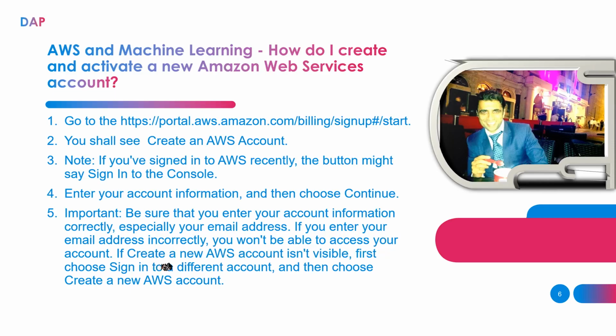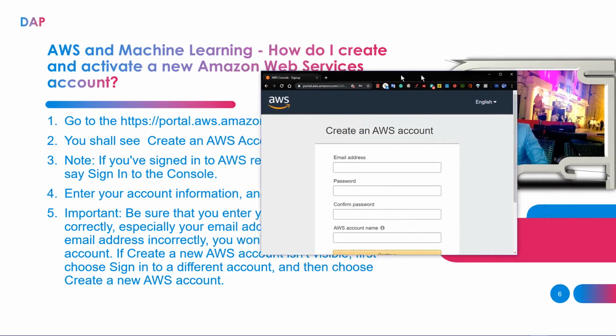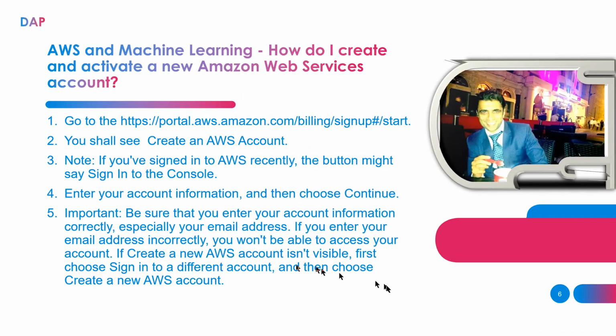If create a new AWS account isn't visible, then we need to first choose sign into a different account and then choose create a new AWS account. It's in case you won't see this. If you don't see this page, then this is what you need to do. So let's move on.